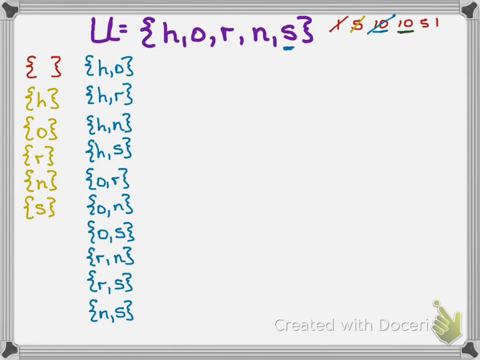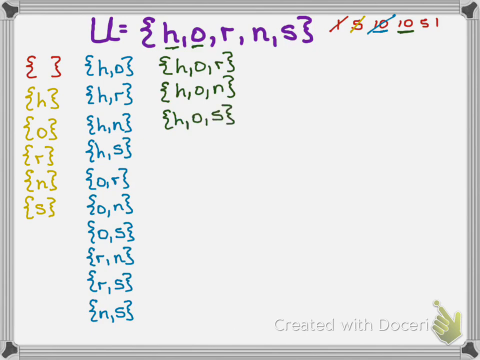All right, next we're looking at 10 with 3 elements in it. This one's a little bit harder, but we're going to do the same thing. We're going to start with H, O, and then pick our third. All right, so here we go. H, O, R, H, O, N, H, O, S. So that's everything with H, O.